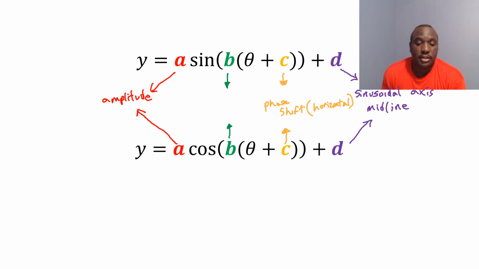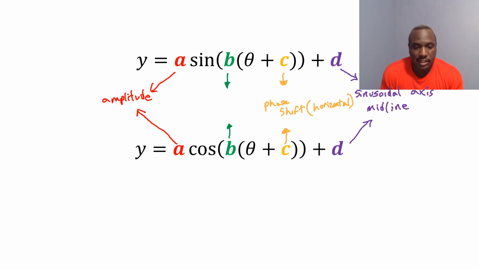This is going to cause a horizontal stretch or compression depending on what the number is. Actually, let's reverse that. If B is very large, it's going to cause a horizontal compression. If B is very small, it's going to cause a horizontal stretch. So in other words, if B is 1/2, we're doing this to the original function. If B is 5, we're doing this to the original function.